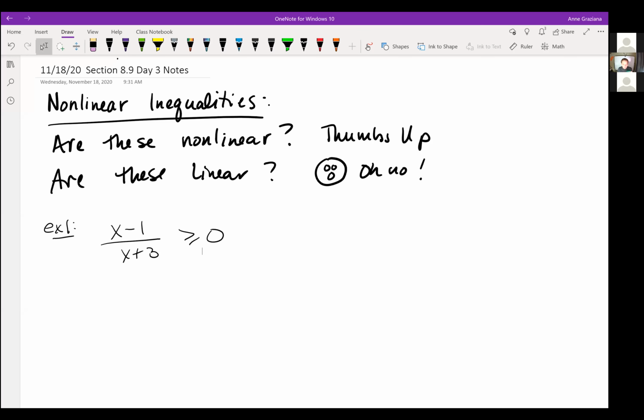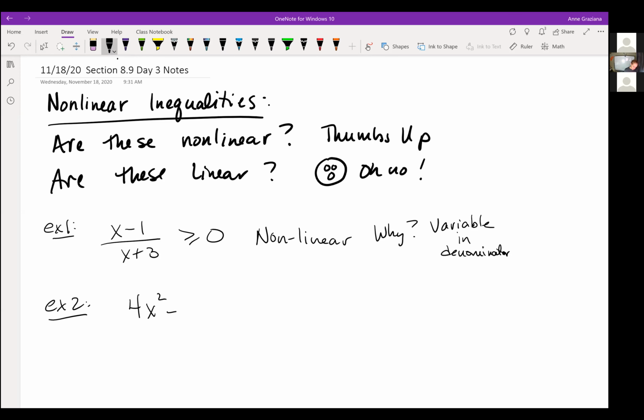Interesting. Okay, this is nonlinear. Why? Variable in the denominator. So even though the power is 1 on each of those x's, the fact that you still have a variable in the denominator means that this is nonlinear. Okay, example 2.